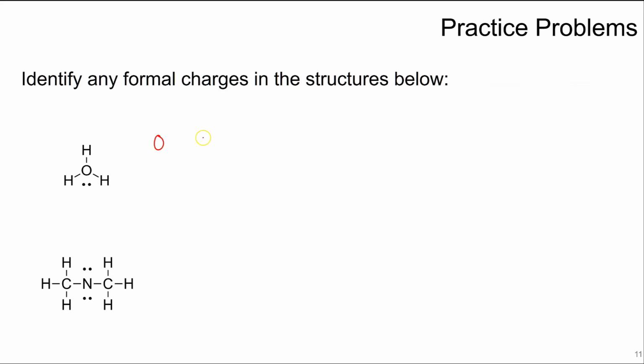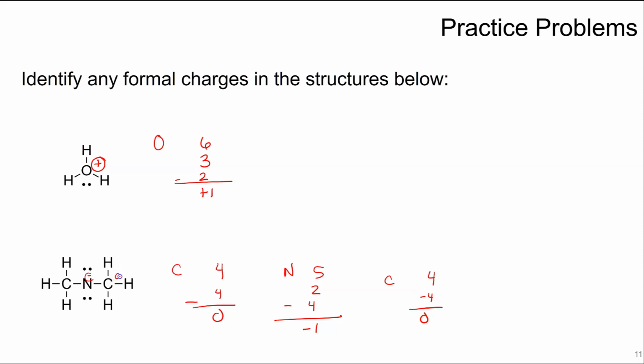Oxygen has 6 valence. It's making 3 bonds and has 2 electron lone pairs. So 6 minus 3 minus 2 is plus 1. That is the charge on oxygen. For carbon, we have 4 minus 4. Nitrogen is 5 minus 2 minus 4. And we get minus 1. And then carbon is 4 minus 4, which is 0.